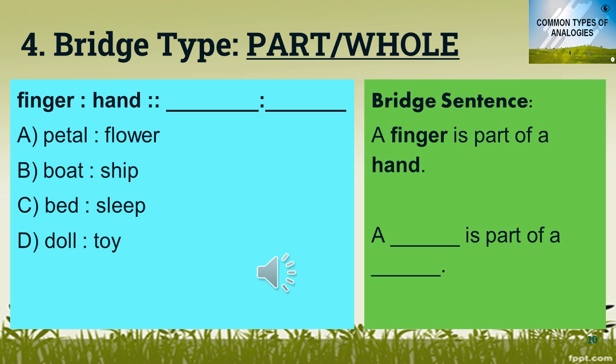Okay, letter A, a petal is part of a flower. Letter B, a boat is part of a ship. Letter C, a bed is part of a sleep. Letter D, a doll is part of a toy. The correct answer is letter A. A petal is part of a flower. So finger is to hand as petal is to flower.